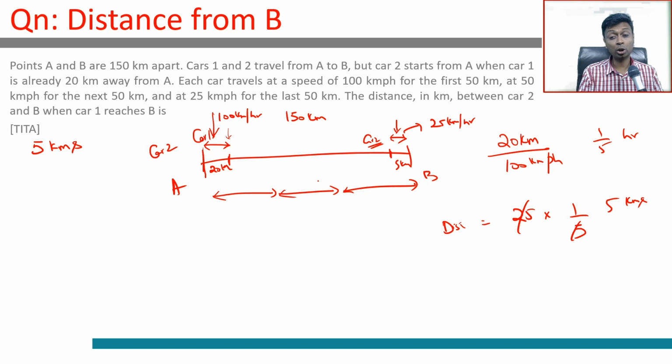The time car 2 takes to travel the last 5 kilometers should be equal to the time car A takes to travel the first 20 kilometers. That's the time gap between A and B.